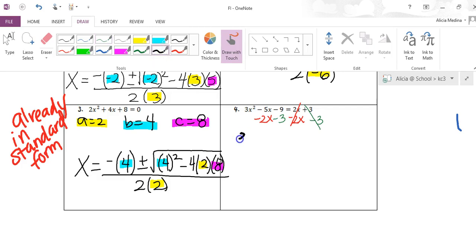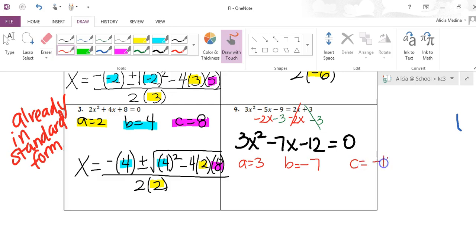Alright, so now what I'm left with is 3x squared. A -5 and a -2x is going to be a -7x. -9 and a -3 is going to be a -12 equals to 0. Now it's in standard form. Now I can go ahead and state my a, b, and c. Right, so a is now equal to 3. B is now equal to a -7. Keep that sign. C is also going to be equal to a -12. Keep that sign as well.